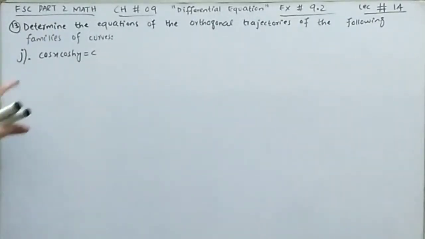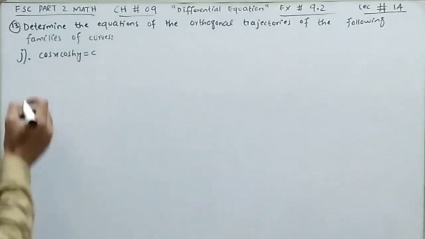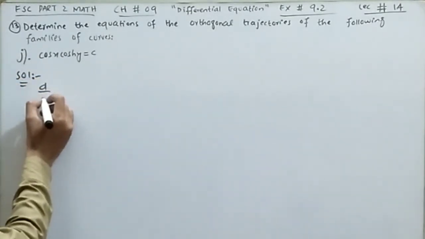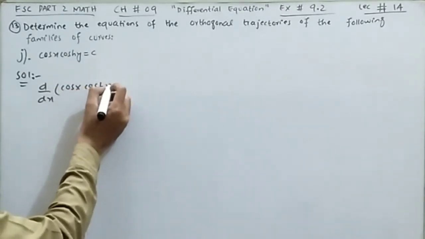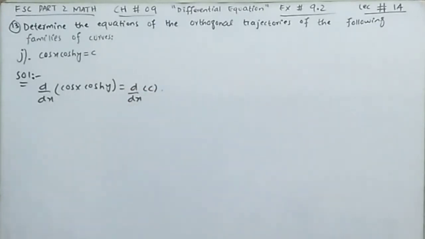Now let's understand part number J. Cos of x into cos of hyperbolic y is equal to c. Move to the solution. Taking derivative with respect to x of both sides, cos of x, cos of hyperbolic y is equal to d by dx of the right hand side c. So on the left hand side we will use the product rule.